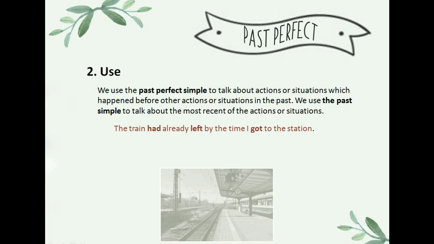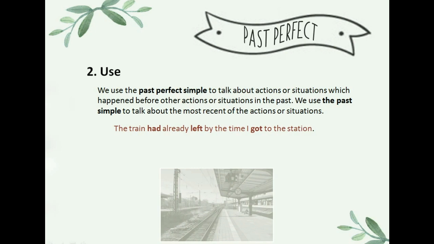We use the past simple to talk about the most recent of the actions or situations. That means that normally we use the past perfect with the combination of the past simple. We use the two tenses together. And the action that happens before is in the past perfect. And the action that happens afterwards is in the past simple.